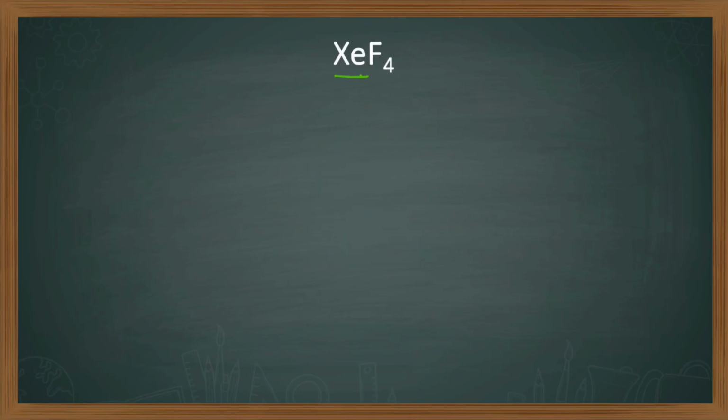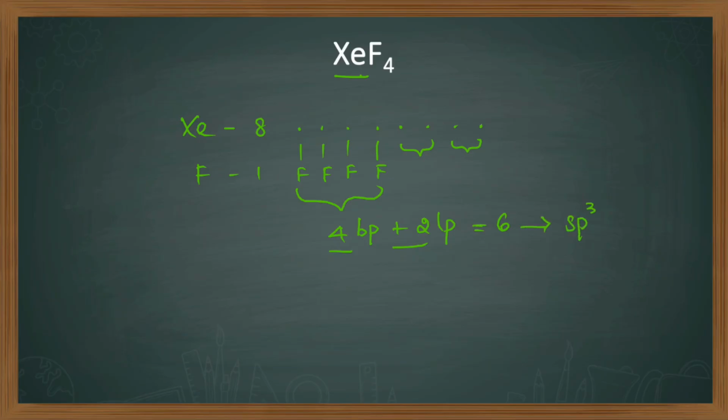The next molecule is XeF4. Xenon is the central atom. 8 valence electrons are there in xenon. Fluorine, 1 is the valency, so draw 4 lines for the 4 fluorine atoms we have in the molecule. These are 4 bonded pairs. Now pair them up. We will have 2 lone pairs. So 4 plus 2, 6 is the steric number. For 6, sp3d2 hybridization. When 4 bond pairs and 2 lone pairs are present, we will have square planar geometry.